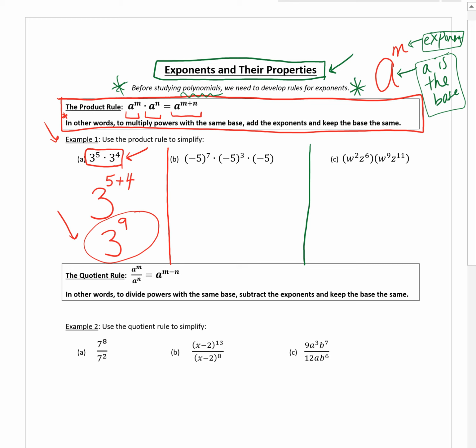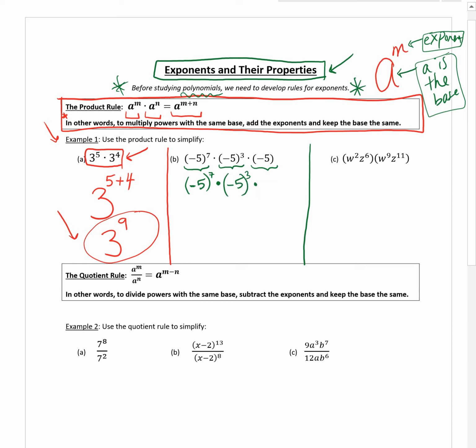Alright, we'll use the same rule to look at part B now. And notice in part B, we have three different things being multiplied together. Negative 5 to the 7th power, negative 5 to the 3rd power, and then here, what's this one? Negative 5. What would its power be? I guess it's like an invisible 1, huh? Because any number has an invisible 1 power, so it might not be a bad idea to write it in, because I think this will be helpful.